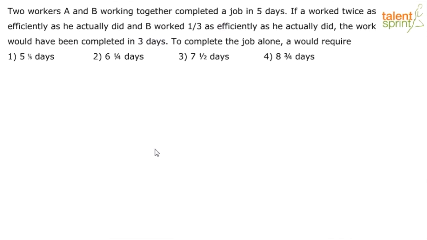This looks interesting. So the last question of the session today, and this is from time and distance. What does it say? Two workers A and B working together completed a job in 5 days. If A worked twice as efficiently as he actually did and B worked 1/3 as efficiently as he actually did, the work would have been completed in 3 days. So to complete the job alone, A would require how many days?